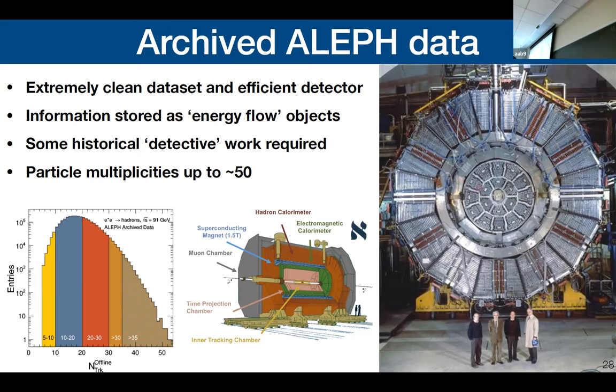Anyway, so we looked at the data, and we found that there's a number of particles up to around 50 in these events, right? And in proton-proton collisions, we saw signals down to 30 particles. So we said, okay, maybe there's a chance.